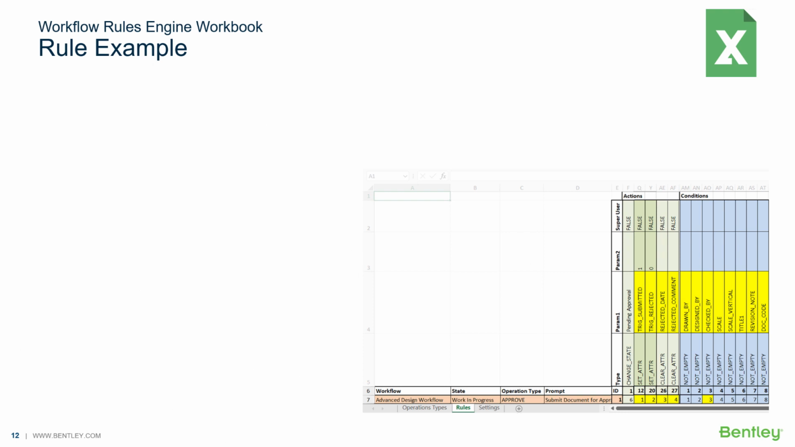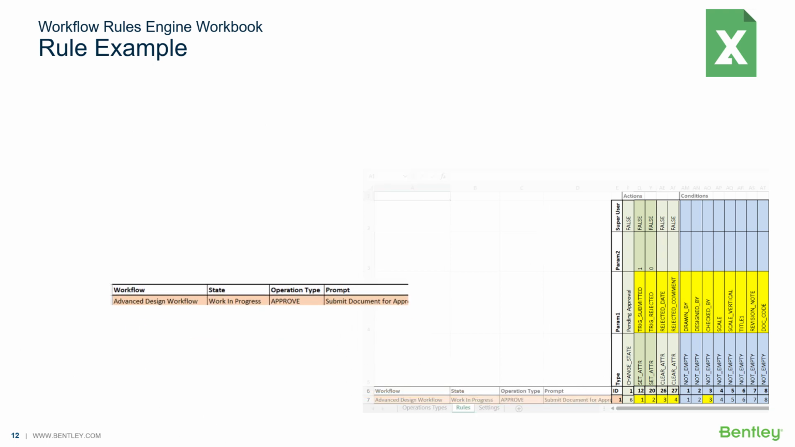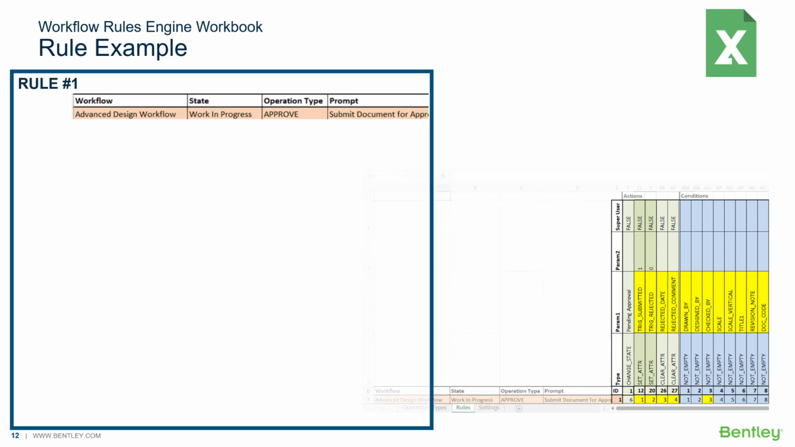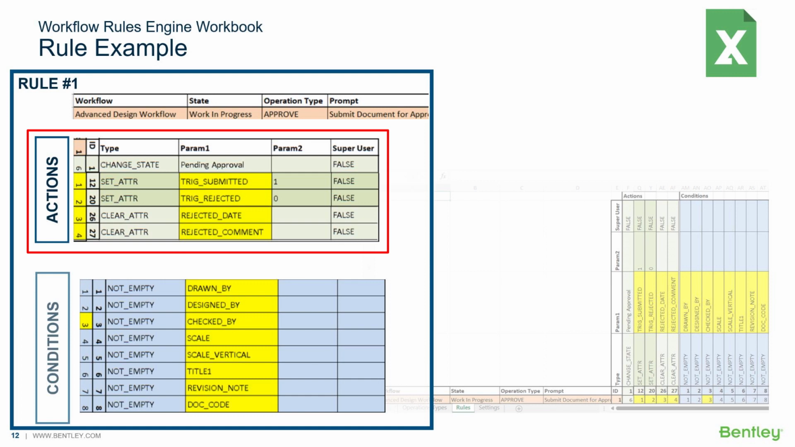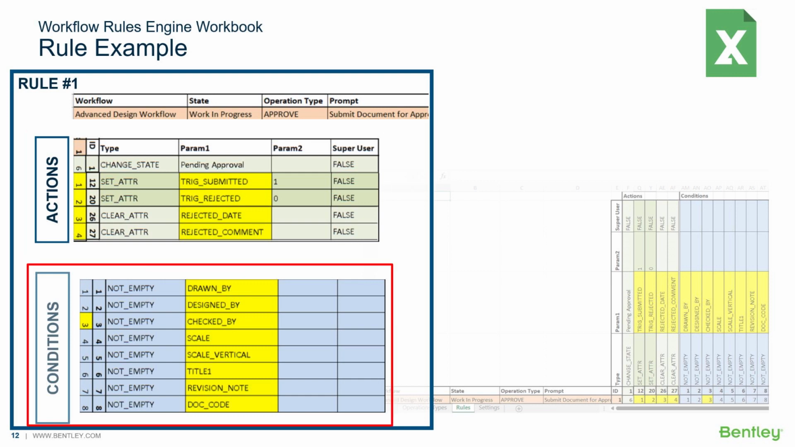Rule number 1 is configured for the workflow named Advanced Design Workflow in the Work in Progress state when the user clicks on the Approve menu option. When selected, the user will see a prompt that says Submit Document for Approve. The rule has 6 actions, and the rule has 8 conditions.